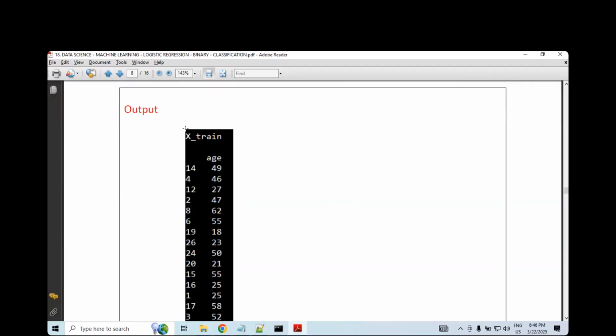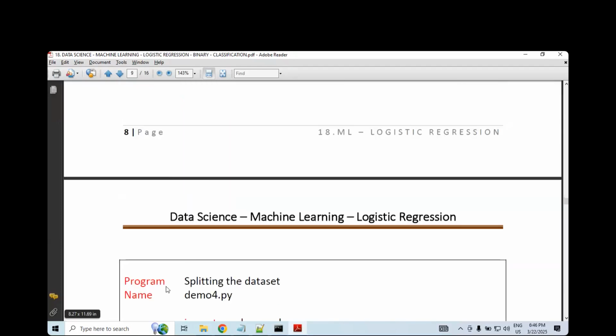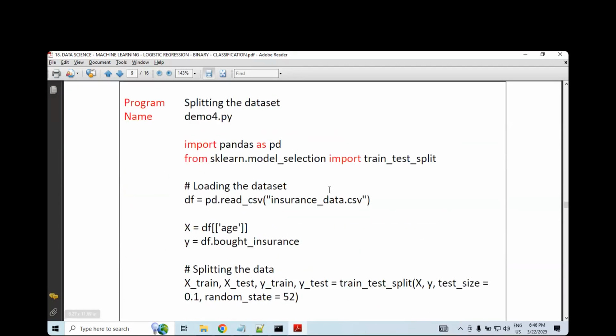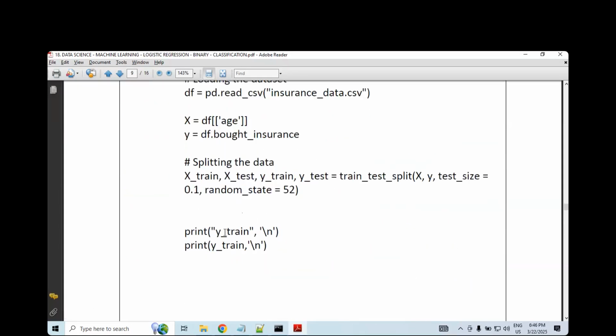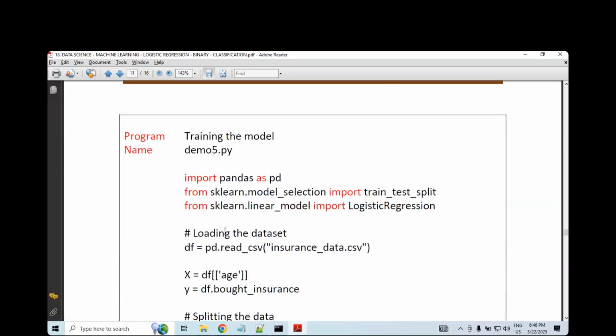Okay, get ready. A single column data frame is a series. Still we can pass it to the model, but it's not a good practice. Input and output should be arrays. Input should be a column. But anyway, we are not following the rule. We can break the rule also. I'm printing X and Y, X train and Y train. And the next step will be model creation.